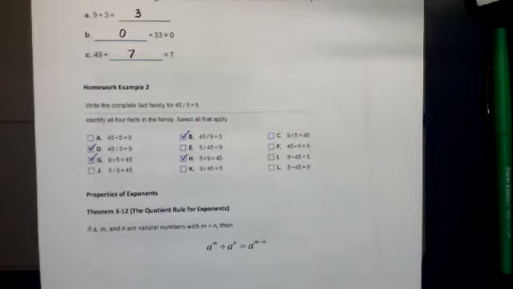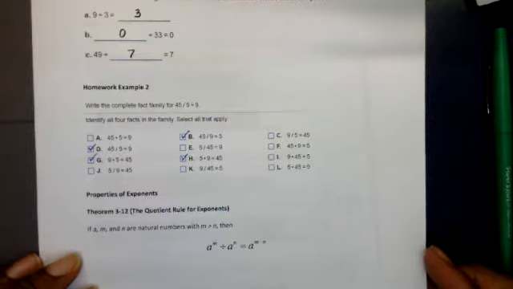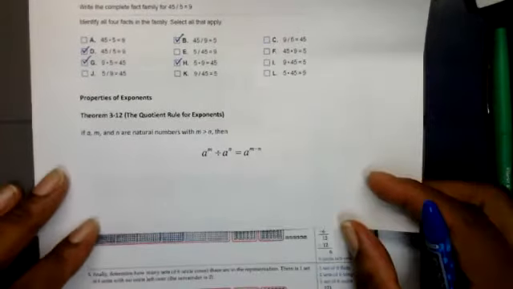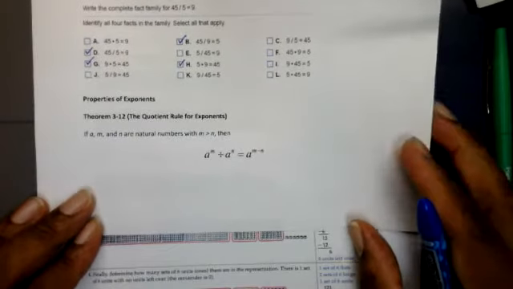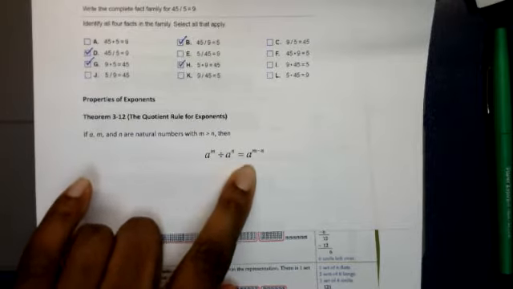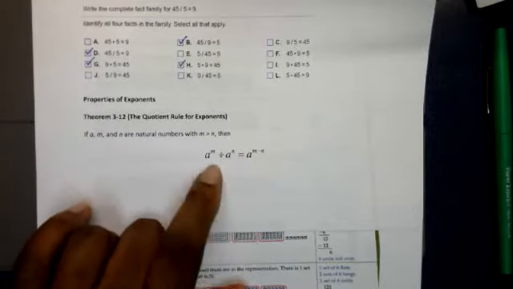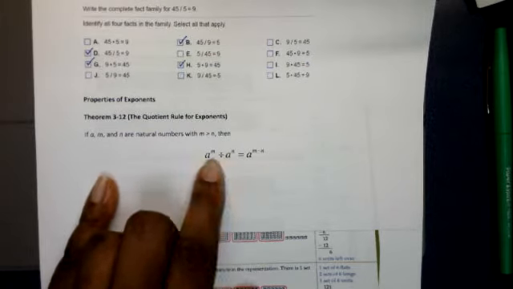All right, now let's go to properties of exponents. This one is the quotient rule for exponents here. And I did talk about this briefly in the last video for section 3.4. If a, m, and n are natural numbers with m being greater than n, then a to the m divided by a to the n would be equal to a to the m minus n. In other words, when you divide powers of the same base, you bring over the base and then you subtract your exponents. That's what that means.